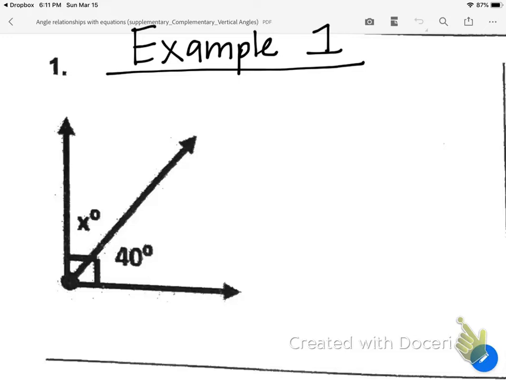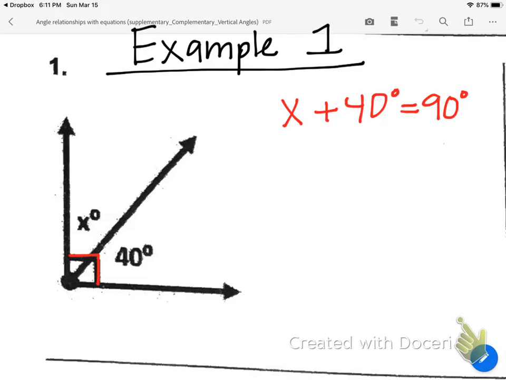So here example 1 is question 1, and if you can see here, this square lets us know that this is going to be 90 degrees, and therefore we would call these complementary angles. And so our setup here is going to be x plus the 40 degrees has to equal our 90 degrees.